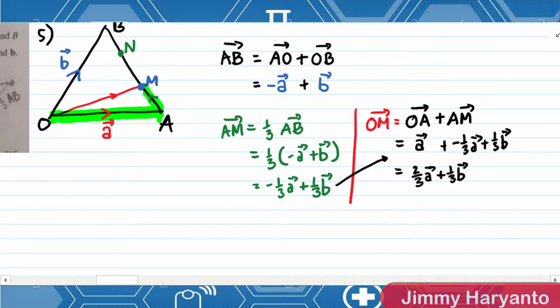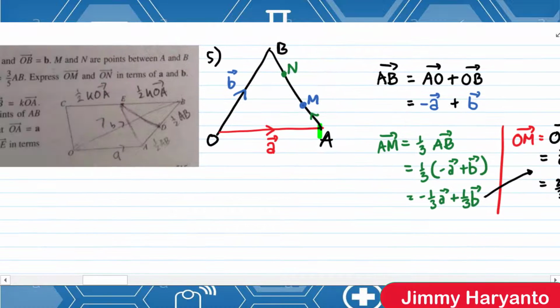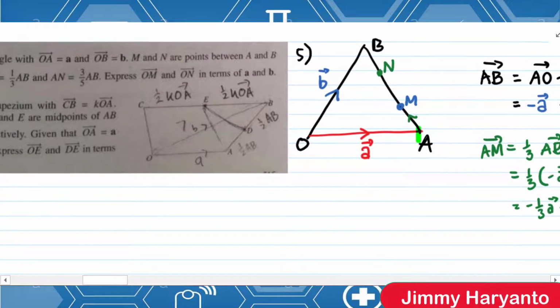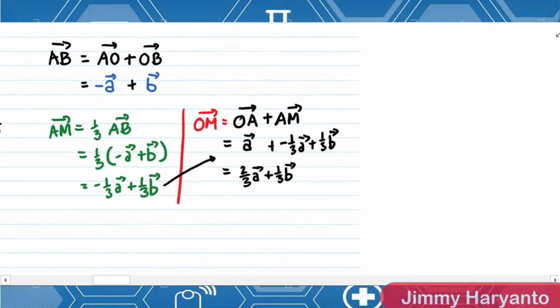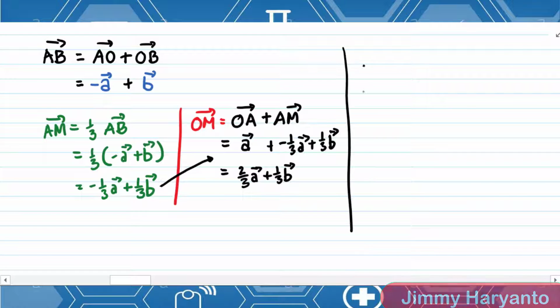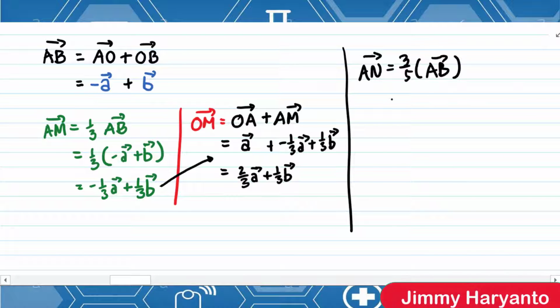After that I want to find ON, but before I find ON, I want to find AN first. Do we have AN right there? AN equals 3 over 5 AB. The question says AN equals 3 over 5 times AB. AB is negative A plus B, so AN equals negative 3 over 5A plus 3 over 5B.